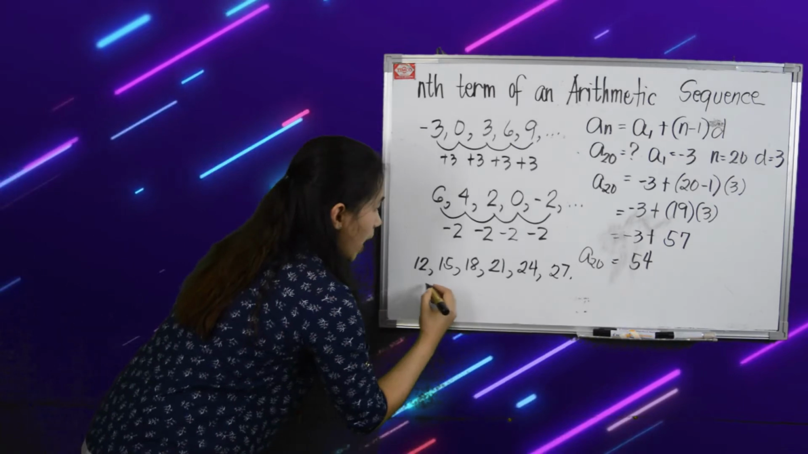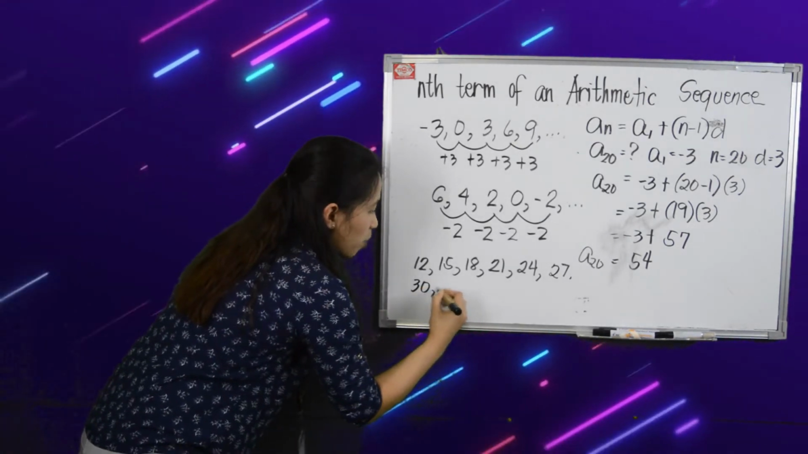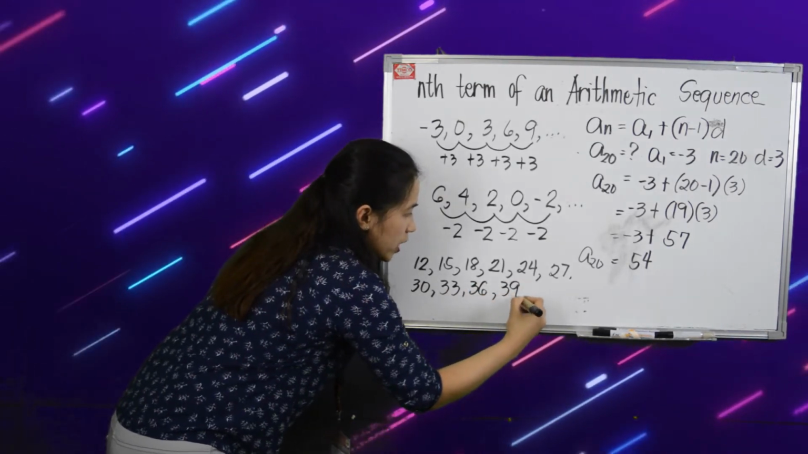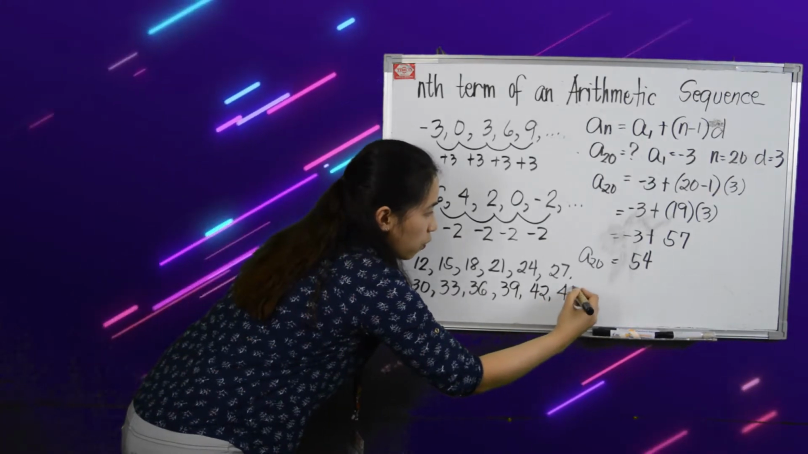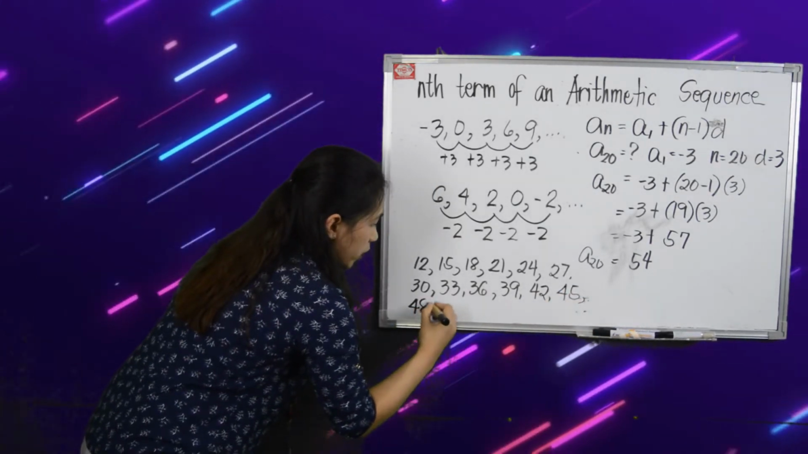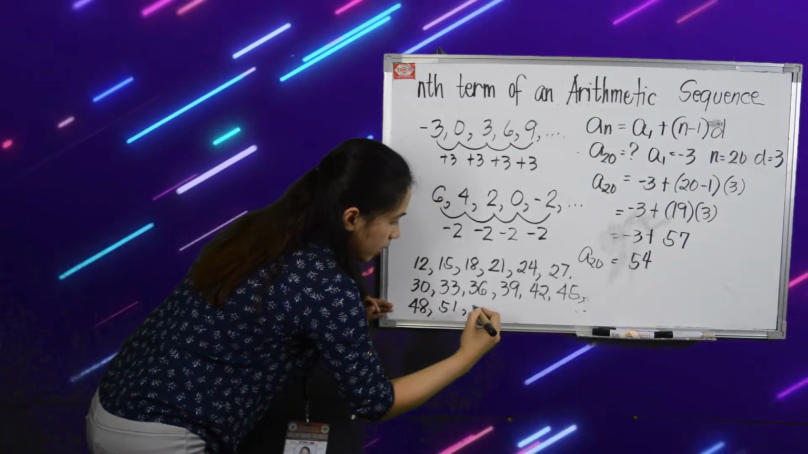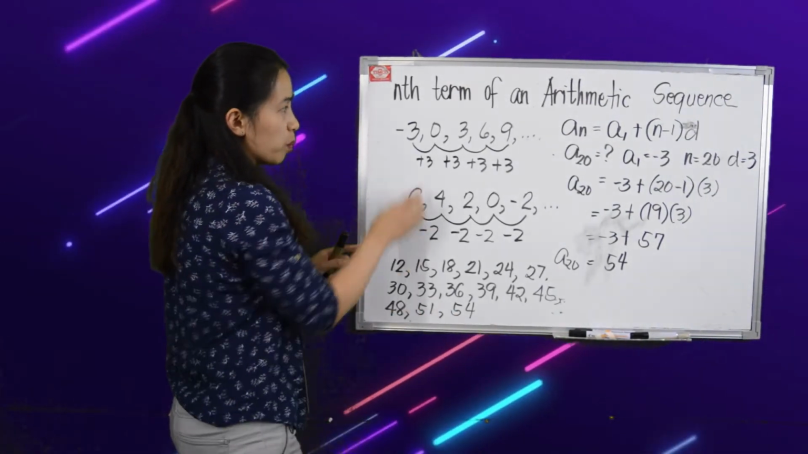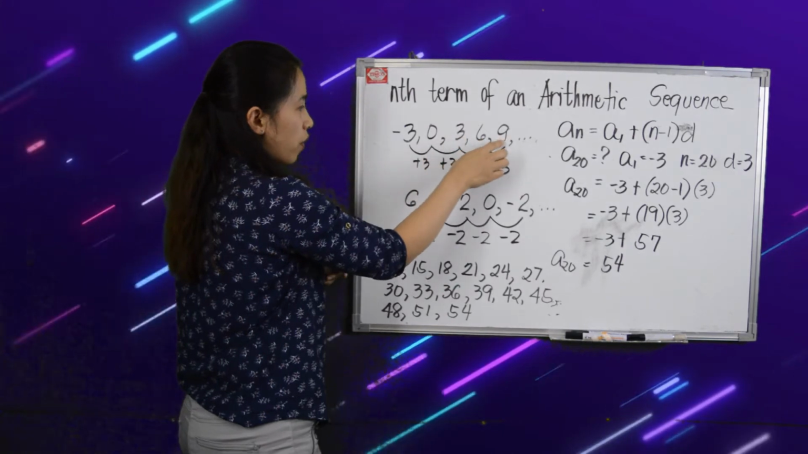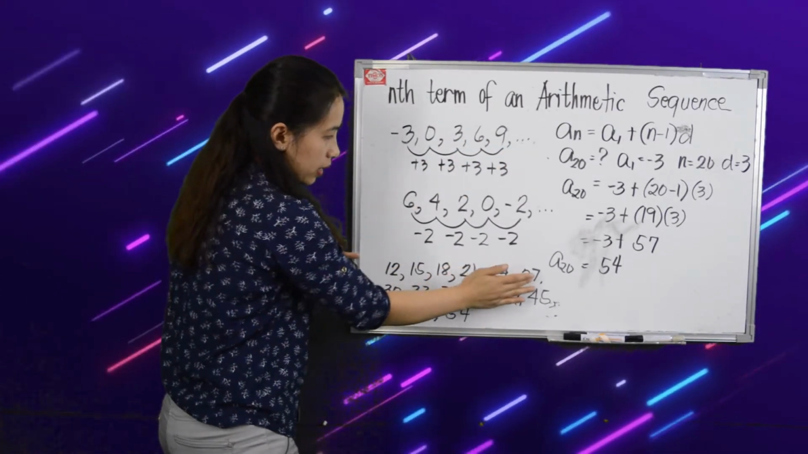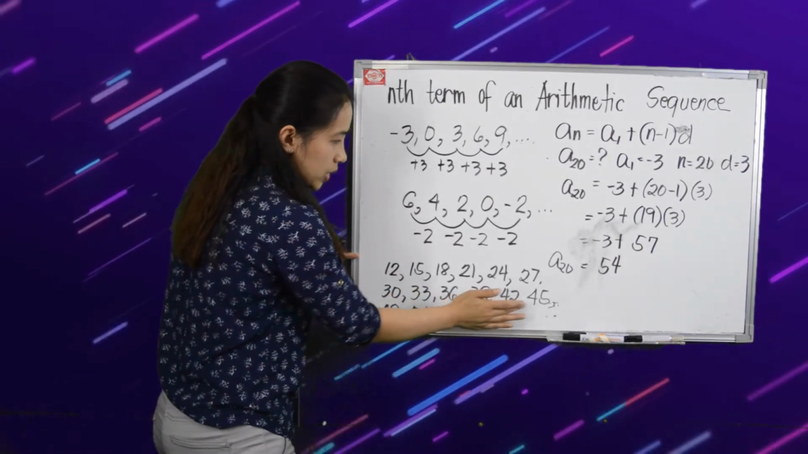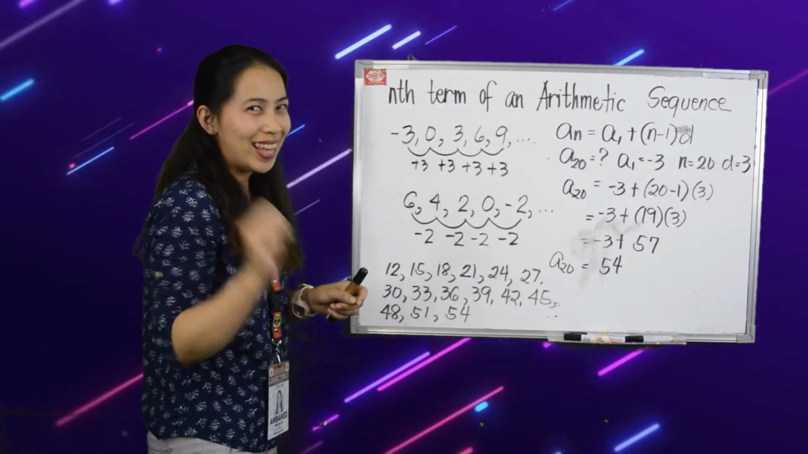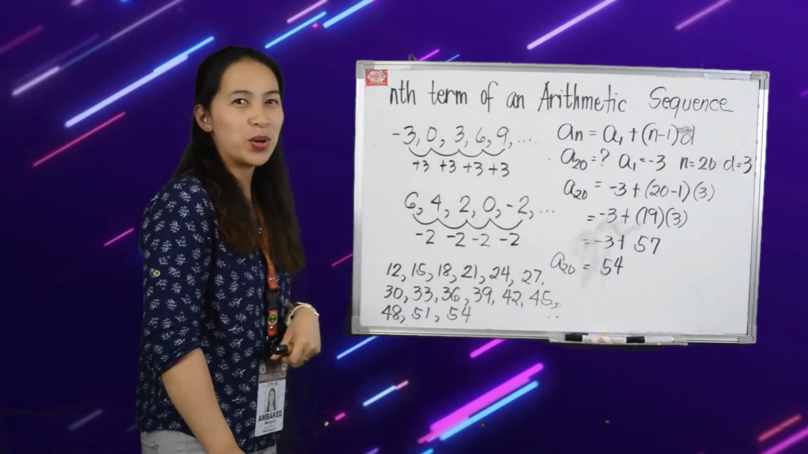27, plus 3, that would be 30, plus 3 is 33, and then 36, 39, 42, 45, 48, 51, and then we have here 54. Let us check if this is the 20th term. First, second, or 1, 2, 3, 4, 5, 6, 7, 8, 9, 10, 11, 12, 13, 14, 15, 16, 17, 18, 19, 20. See? It's Math Dali. That is for our example number 1.